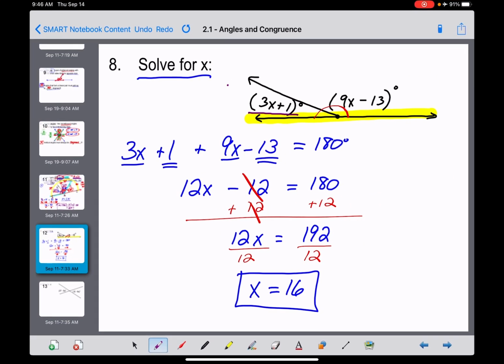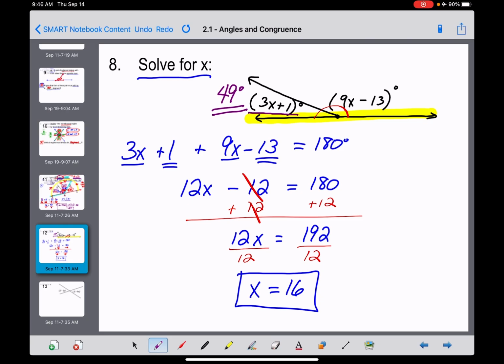Now, I really have no way of knowing if that answer is correct or not yet, but I do know that it's at least realistic. If this answer came out to be negative, for example, we would know that that's wrong. An angle measure can never be negative. And if it ended up being a huge number, like 239, that would be way too big. So 49 is at least reasonable.